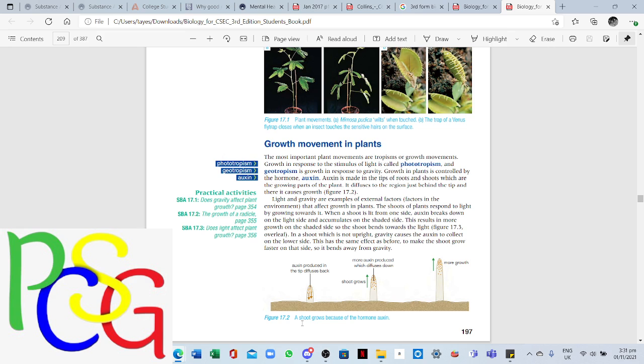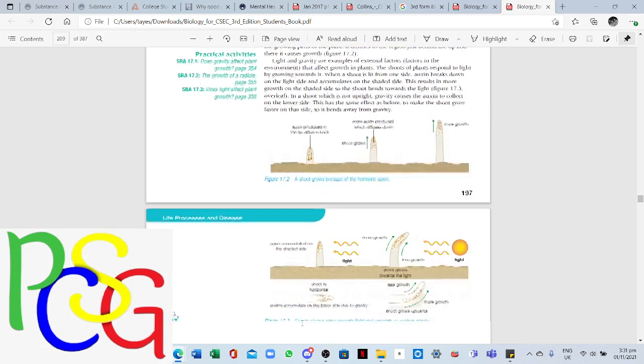Now, if the shoot is not in an upright position, the gravity usually causes the auxin to collect on the lower side, and this has the same effect as before, to make the shoot grow faster on that side, so it bends away from gravity.